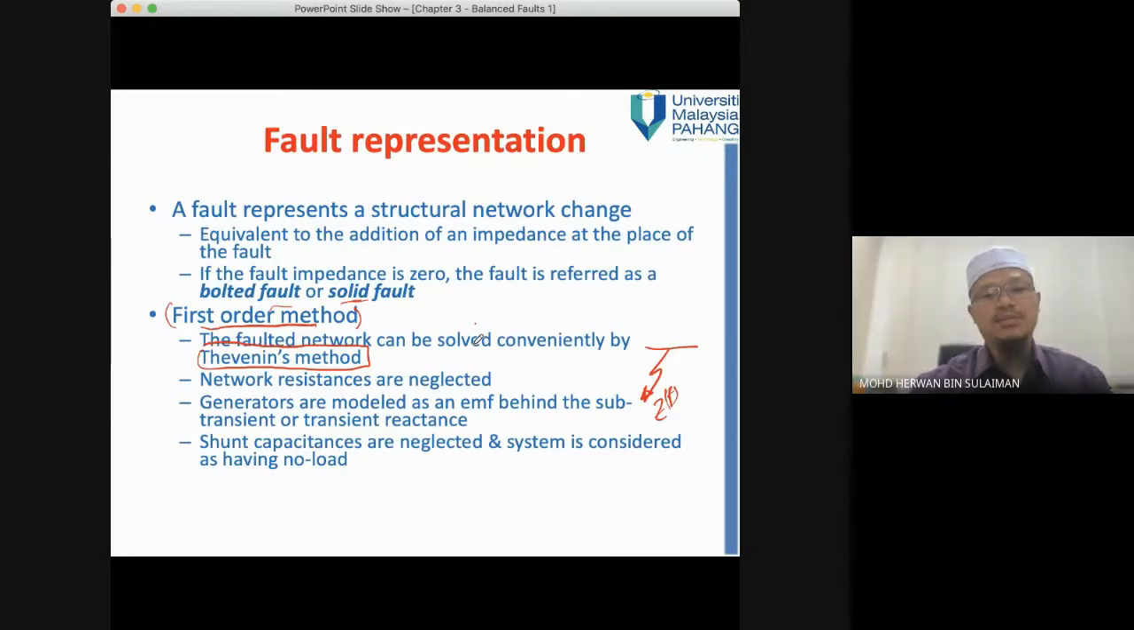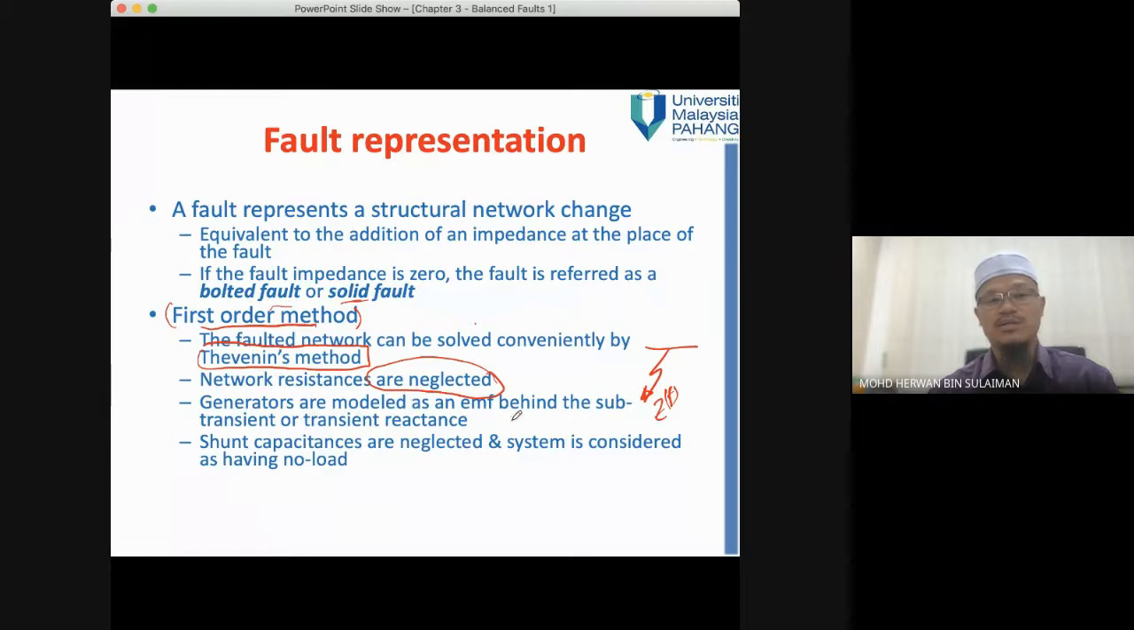Okay, so kita belajar dekat kelas CA, circuit analysis. Supposed to be yang ni you kena ingat balik lah. Network resistance we ignore, tapi certain case boleh diletakkan juga. So kalau tak ada masalah lah, kalau ada R pun boleh kira lah R. Okay, generator model as an EMF behind the subtransient or transient reactance. So ni kita tengok nanti lah.